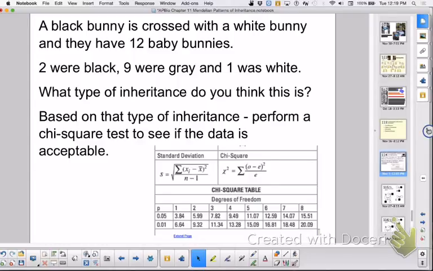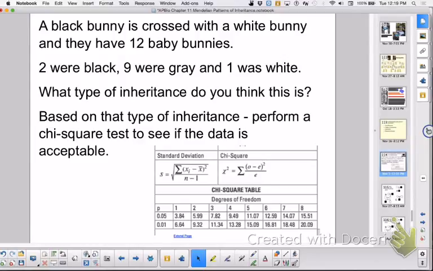Okay, so on this one, I just thought I'd jump right to what would be maybe a hard problem for some of you to do. If you're presented with data like this, a black bunny crossed with a white bunny, and they have 12 baby bunnies. I made this one an easy one to figure out, just so you could practice doing it. 2 were black, 9 were gray, and 1 was white. What type of inheritance do you think this is? And based on that inheritance, is this data acceptable? Or do we think something else is coming into play?